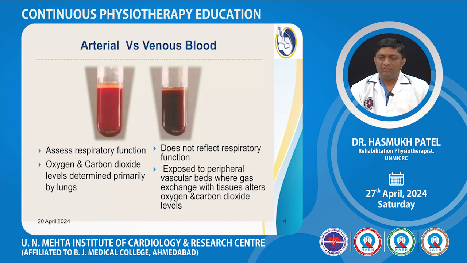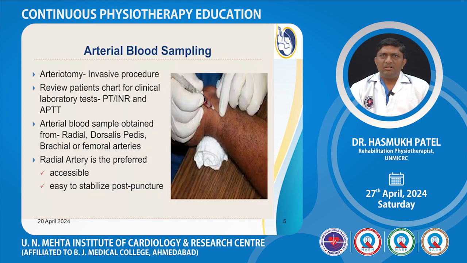So, in arterial blood mostly gaseous exchange occurs at the lung level, whereas in venous blood gaseous exchange occurs at the tissue level. For arterial blood sampling, the common sites for collecting the sample are the radial, dorsalis pedis, brachial or femoral artery. Of these, the radial artery is the preferable site because it is easily accessible and easy to stabilize post puncture.